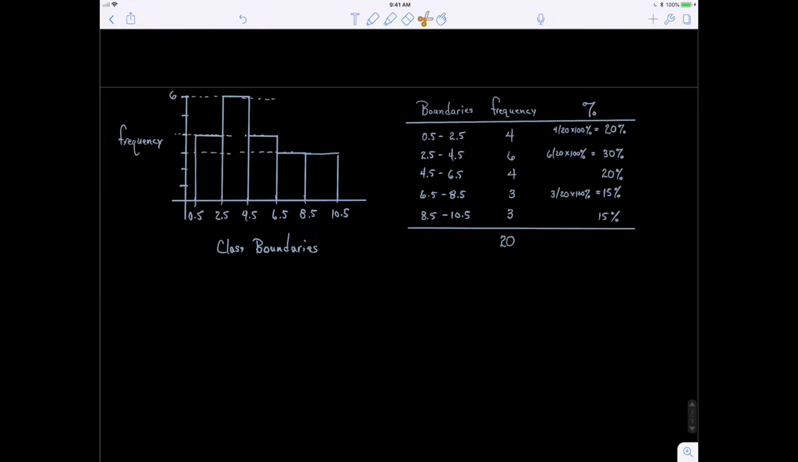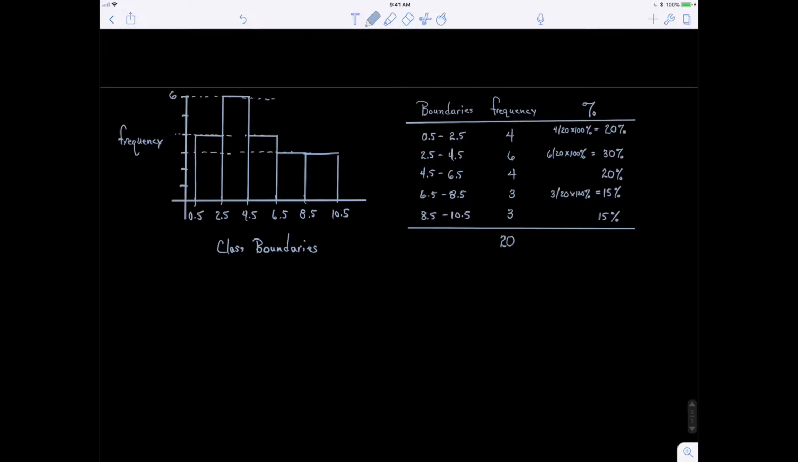Hi, welcome back. This is Tom, and in this video we're going to take a look at how we represent shaded regions on the histogram. And in a way, it's kind of obvious.